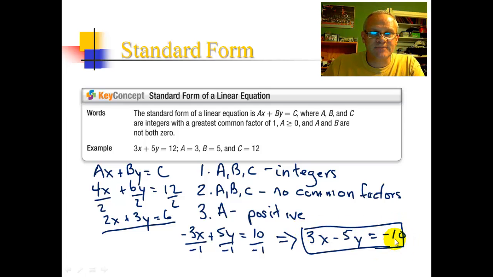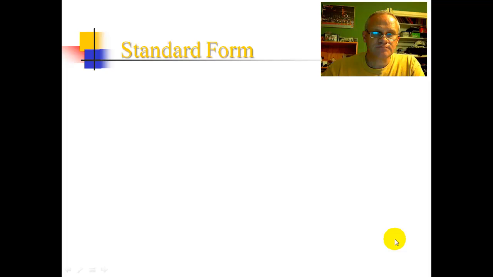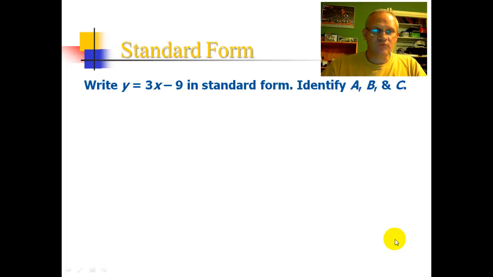Okay? So a little bit about standard form. Let's see what we can do now. We've got an equation, y equals 3x minus 9. We want to put it into standard form, and then identify a, b, and c. There are two ways we could probably do this, both two steps, I think, and whatever way would be okay.